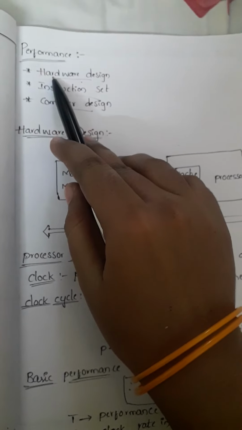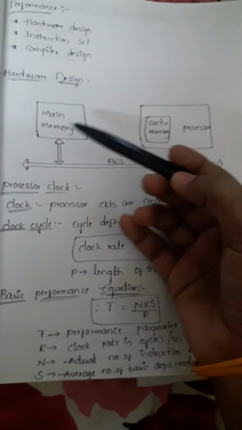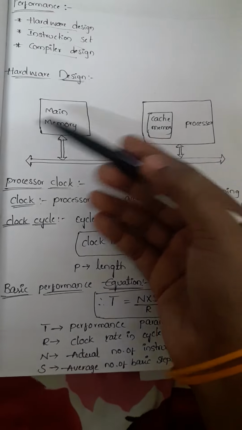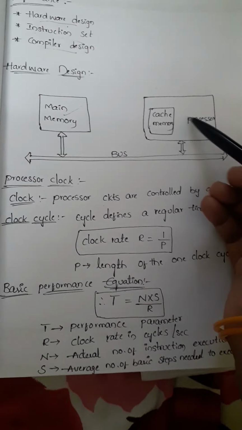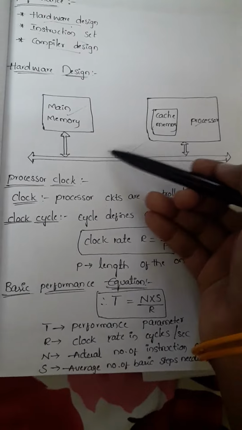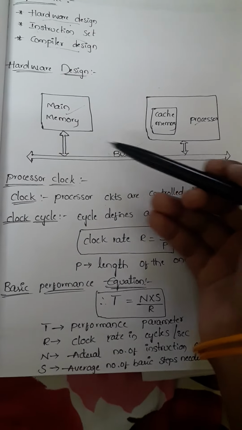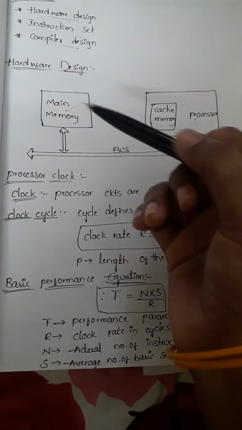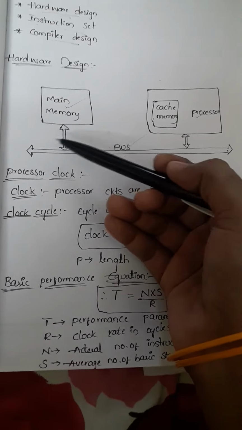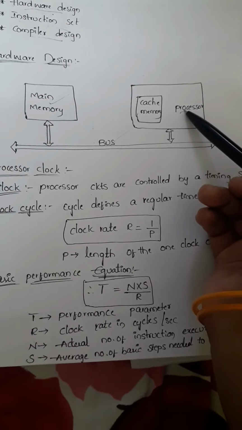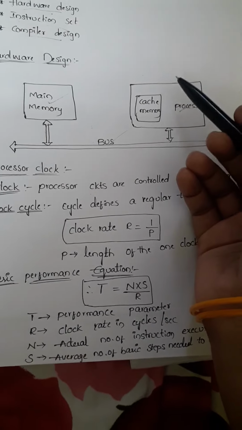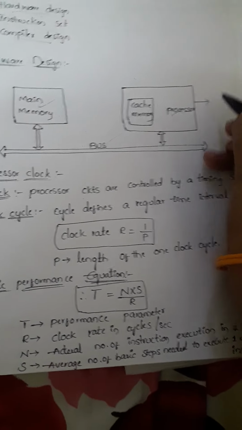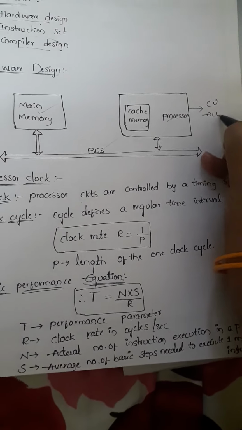The first one is hardware design. This is the hardware design block diagram. Here we have three major components: main memory, processor, and bus. We already know the bus is the connection path from one device to another device, and it carries the data as well as the address. Main memory we use for storage purposes. And the processor is the combination of two units, the control unit and the arithmetic and logic unit.